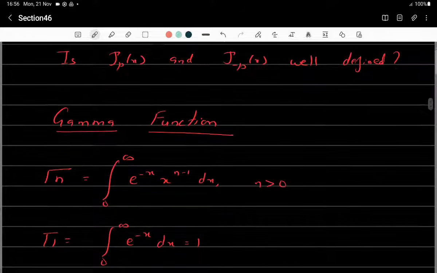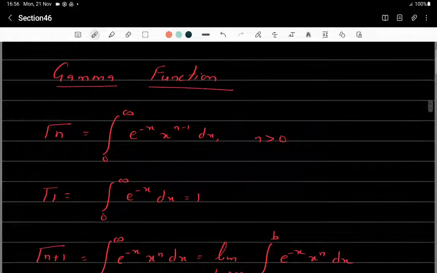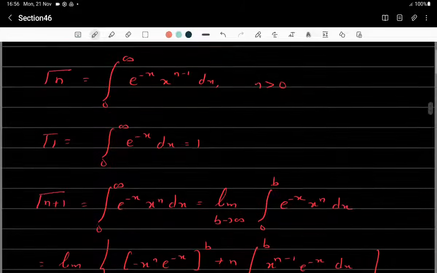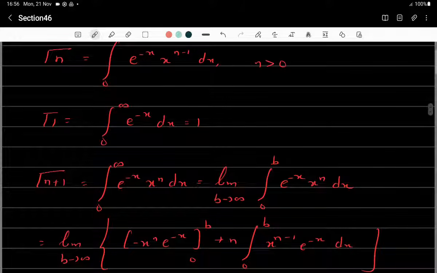So if I have to compute gamma 1, it comes out to be 1. If I have to compute gamma n plus 1, then it can be written as limit b tends to infinity, integration from 0 to b of e raised to the power minus x, x raised to the power n dx. To proceed further, I consider e raised to the power minus x as the first function and x raised to the power n as the second function, and now we will see that the second term is the integral from 0 to b of n x raised to the power n minus 1 e raised to the power minus x. So the second term would give you n gamma n.